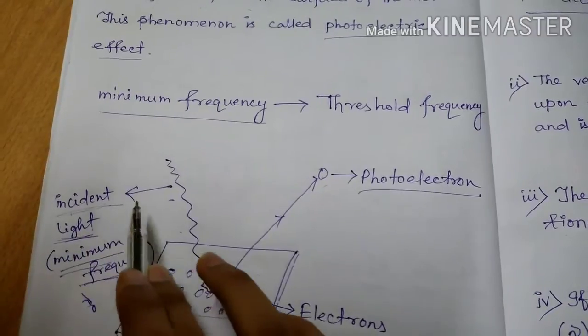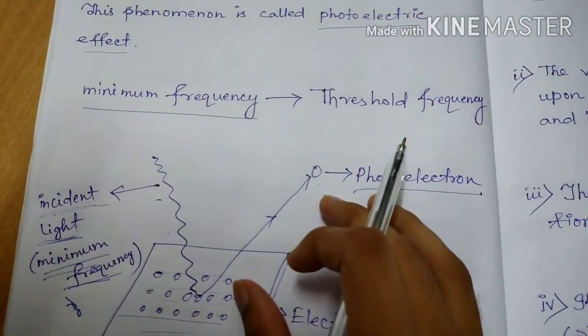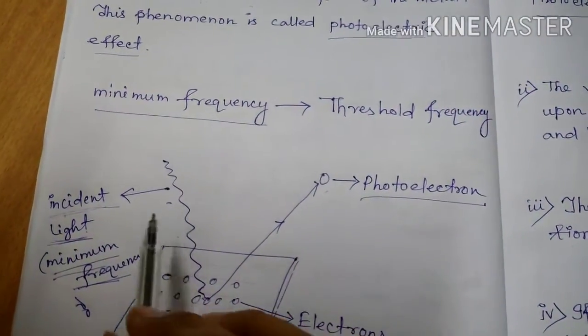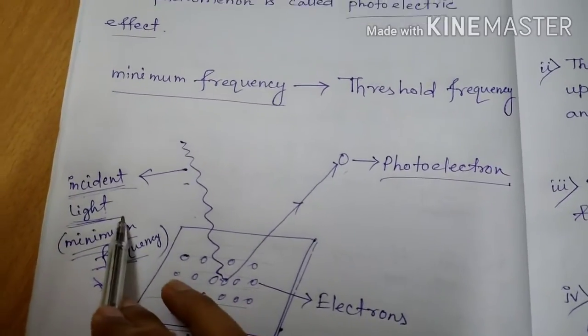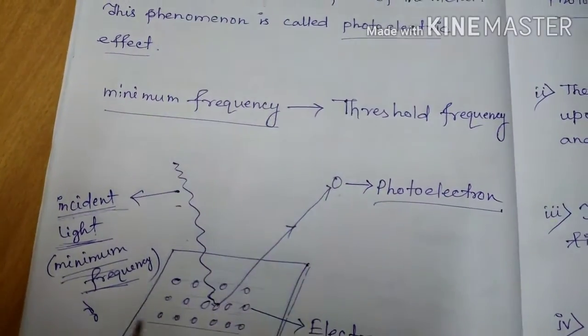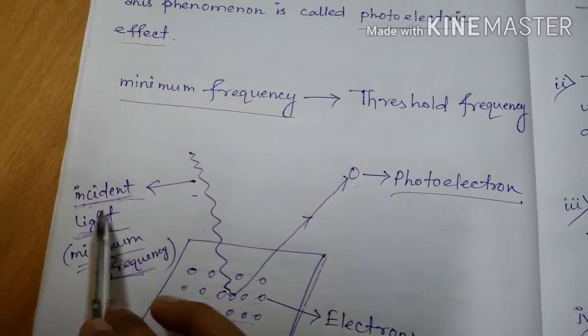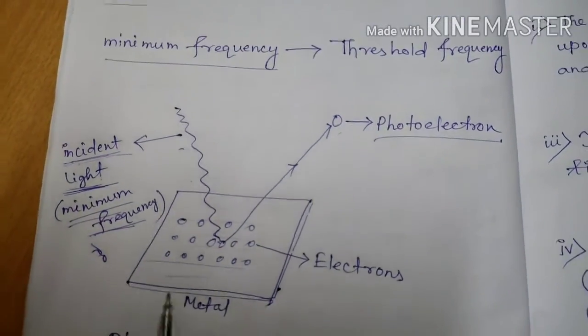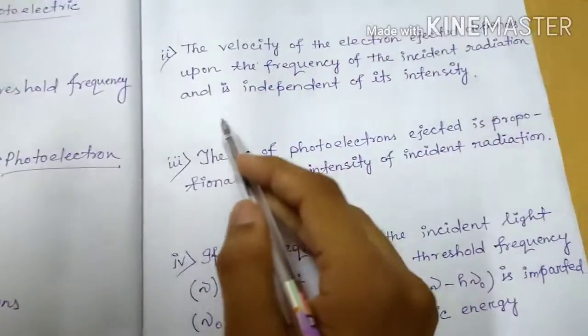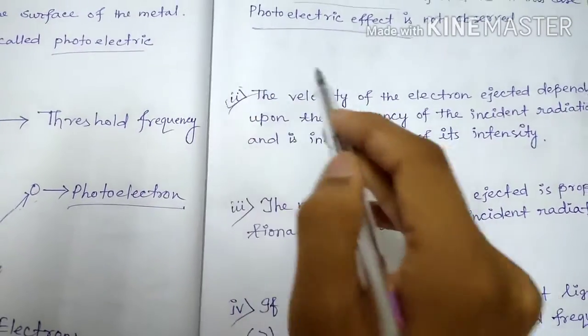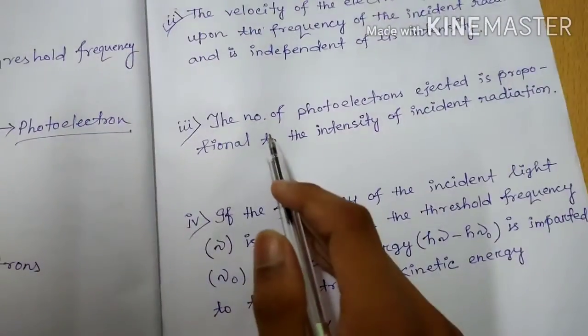Okay. So the velocity of ejected electron does not depend upon the intensity of this incident light. It only depends upon the frequency of this incident light. Okay, so this is the number 2 point. Now come to the number 3 point.